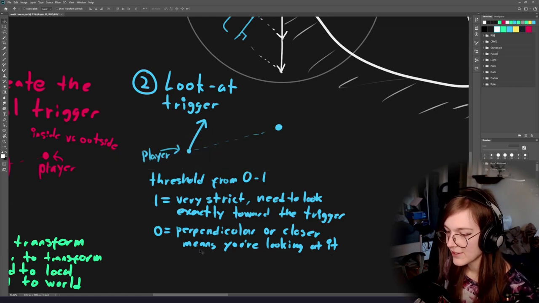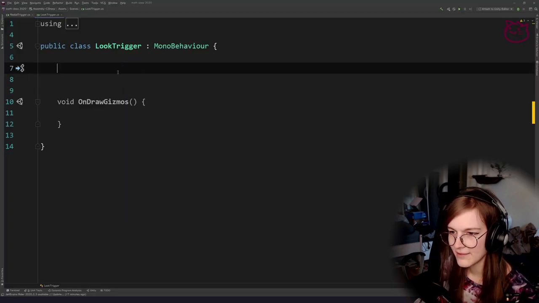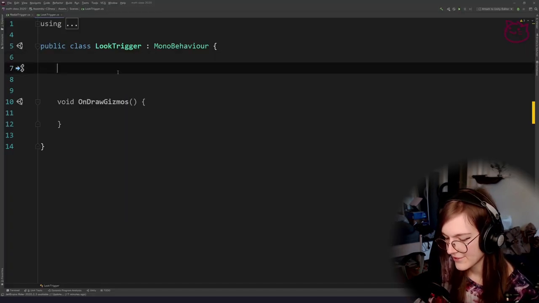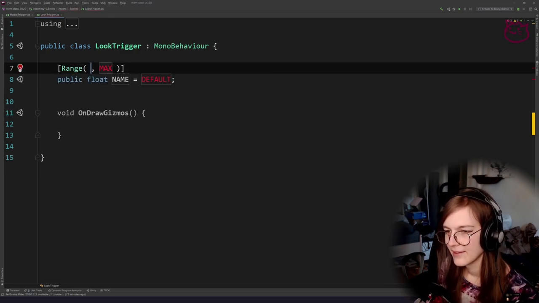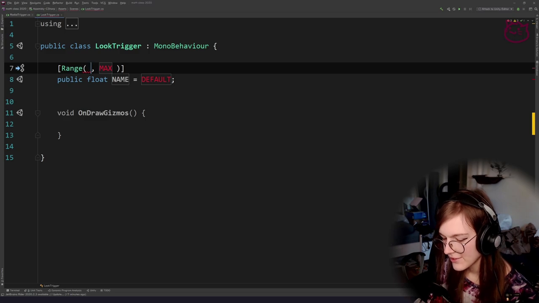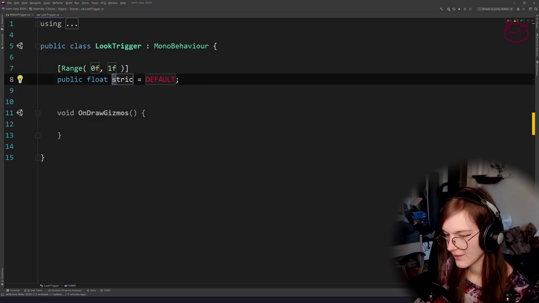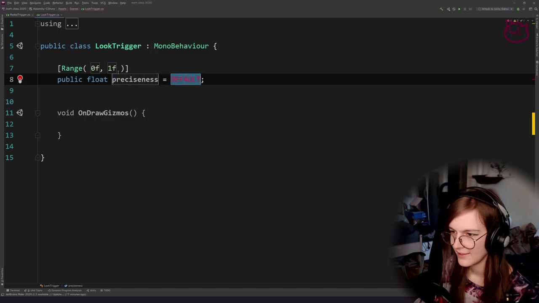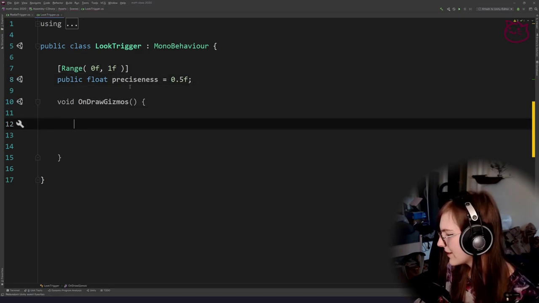So let's set up that threshold. Let's have a threshold called strictness or something. I don't know what we should call it, but it should go from 0 to 1. Preciseness, I don't know. Maybe field of view radius?